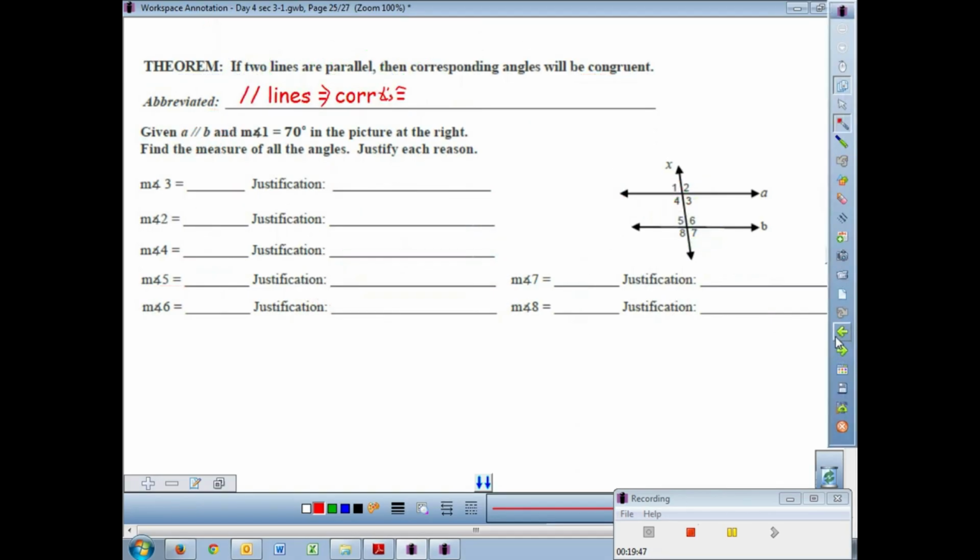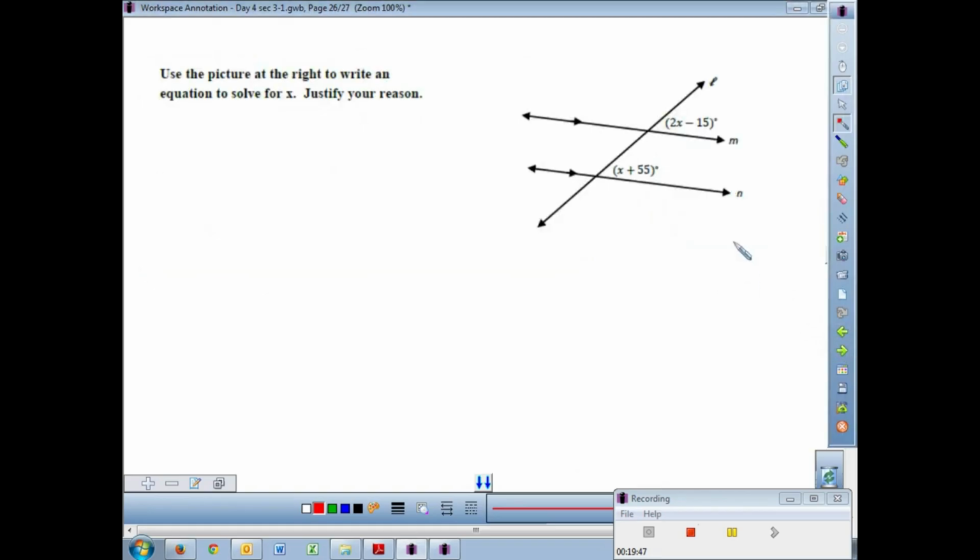So last problem here, sorry. Last problem here. Use the picture at the right to write an equation to solve for x. And we actually will solve for x. Then justify our reason. So, whoa, use the picture. Well, let's see what we got here. I got some expressions in these angles right here, but we did a good job in class of recognizing this. What do they really give us? They give me parallel lines. It's like a hidden secret. They're telling me line M is parallel to line N just by those arrows in the picture right there.